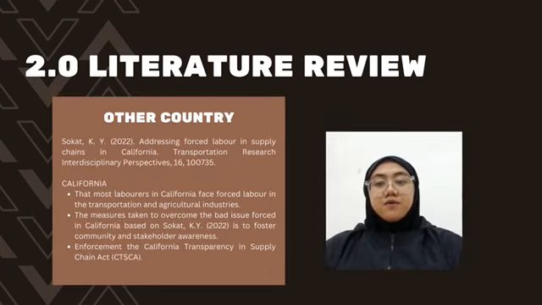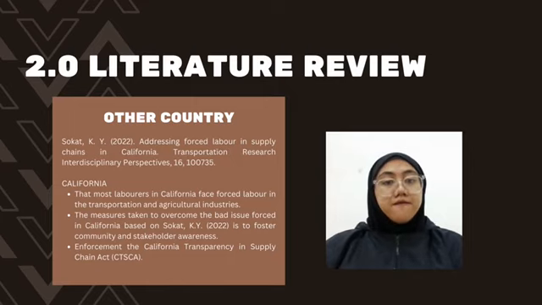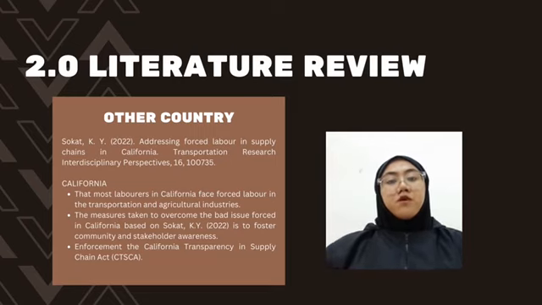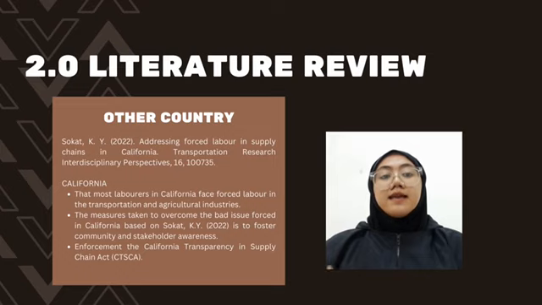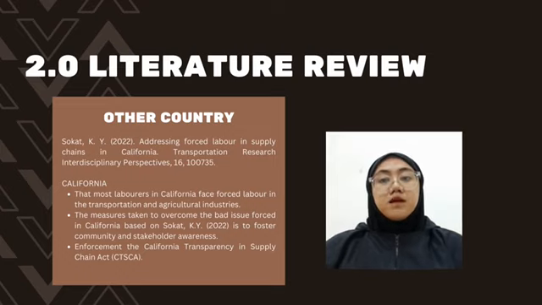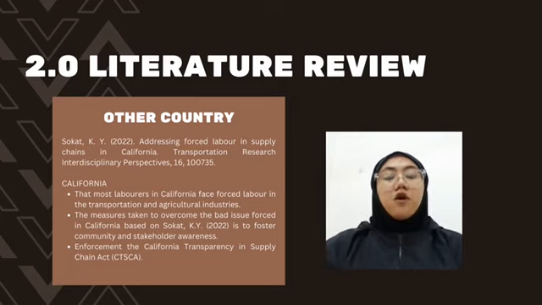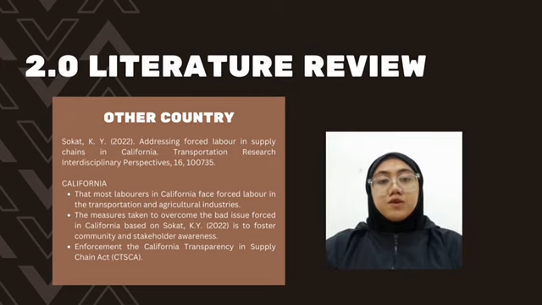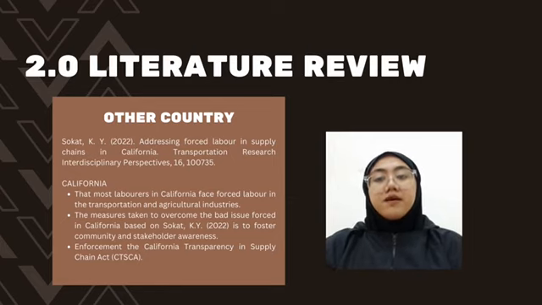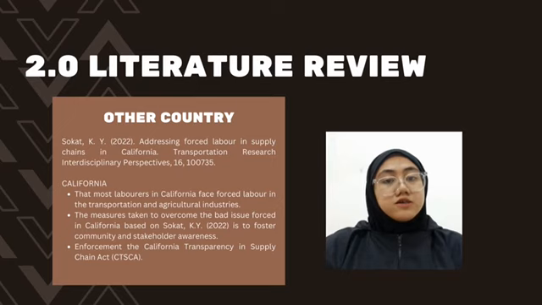The third article that we use to elaborate our topic is Addressing Forced Labor in Supply Chains in California from Kesban Yakchi Sokat 2022. Why we pick this article is because initiatives from foreign countries can help countries that are vulnerable to the issue of forced labor to develop economic and social sustainability. This article states that the presence of the COVID-19 pandemic caused an increase in the exploitation of workers, which is forced labor in California. The state of California faced forced labor in the transportation and agricultural industry.